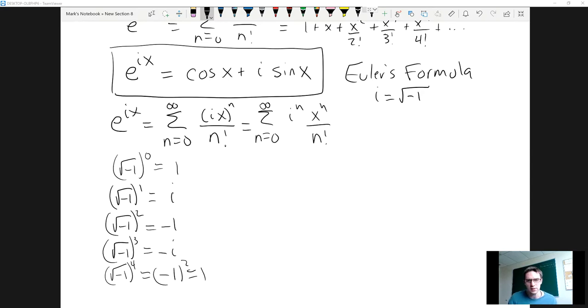And so you'll notice that this series, if I plug in, for my first term, when n equals 0, I'll just have a 1 for my i to the n. And then I'll have x to the 0 over 0 factorial, so just 1. When I plug in n equals 1, I will have i times x over 1 factorial.